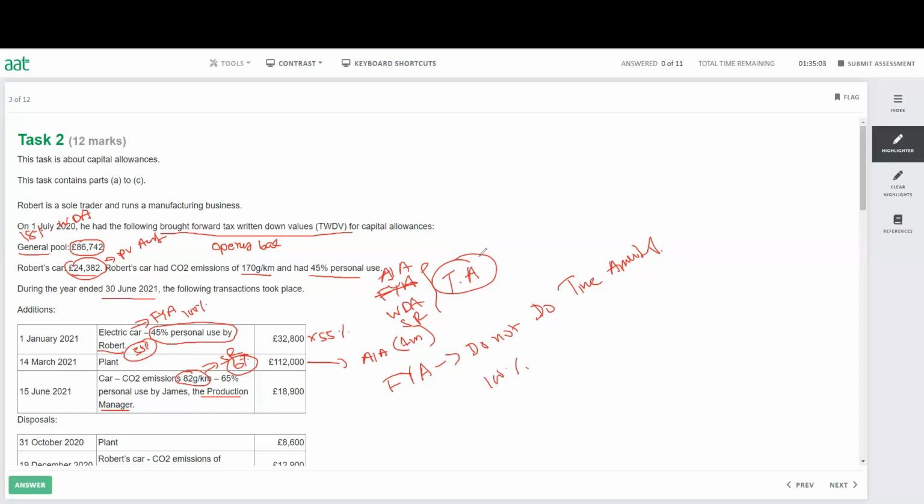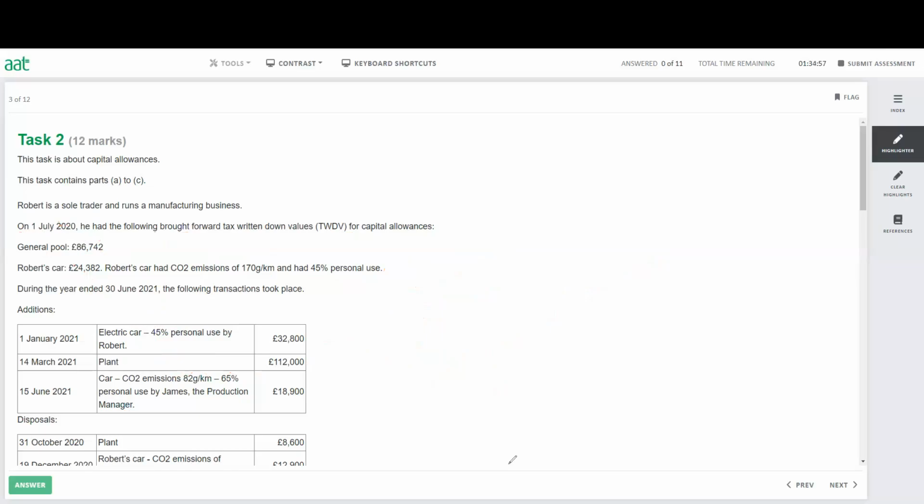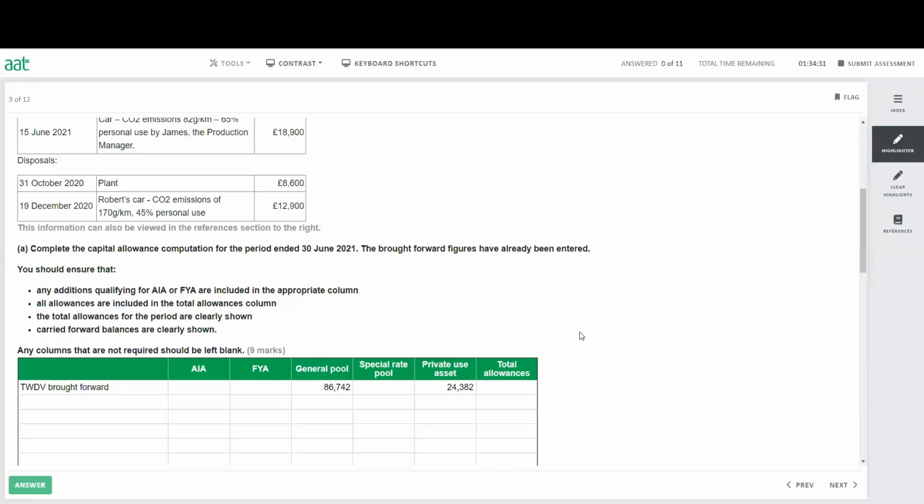All right, so this is our story. Let's read a little bit under what information we have on the bottom. So the next section we have is the disposal, that means we have sold some assets. The first thing we have sold is a plant, and we sold it for 8,600. That's from the general pool. And the next one we have sold is the car, that car we have with the private use. So this car we sold it for 12,900.